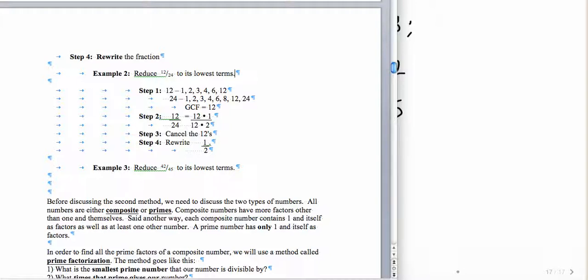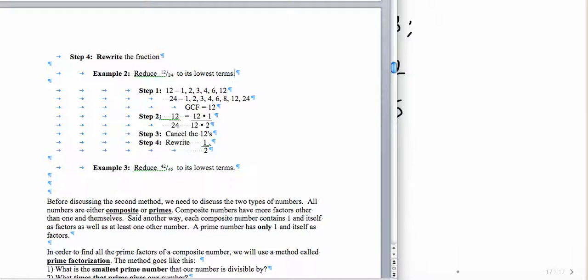Now I'm going to rewrite 12 and 24 as products using 12. So 12 is 12 times 1. And then 24 is 12 times 2. You can go back up to your work here to find that. So there we go. Now we would cancel the 12, and we're left with 1/2. And so we rewrite it as 1/2.